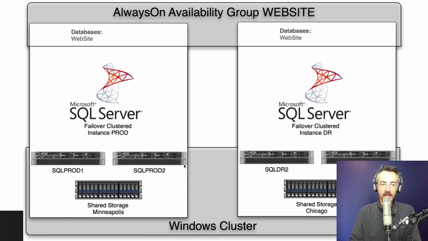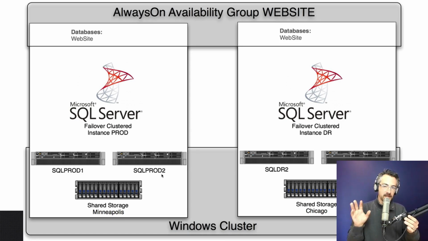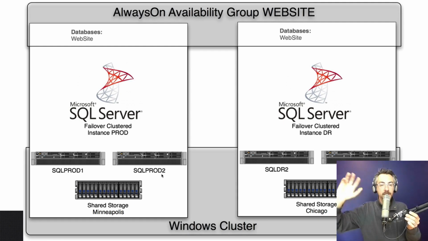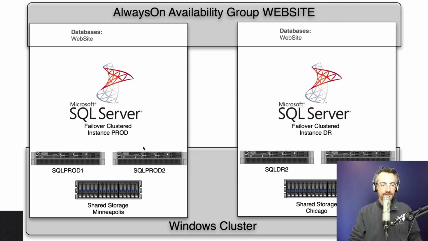So we have in one data center a failover cluster. So I have an instance of SQL Server that can fail over back and forth between prod 1 and prod 2 using shared storage. So I can fail over to either of these. Failover happens immediately. I say immediately, within 60 seconds with no data loss. I have one of these in each data center, and they're bound together in an availability group.